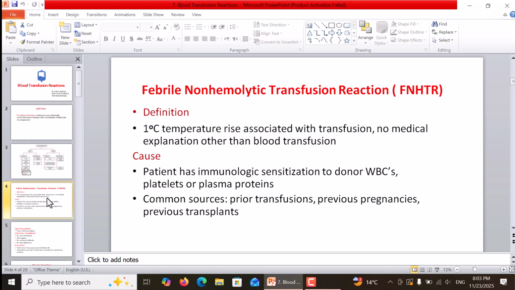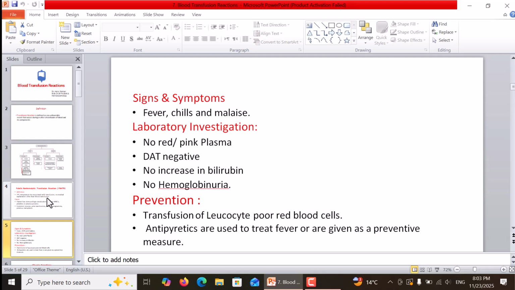And the causes include the patient has immunological sensitization to the donor's white blood cells, platelets or plasma proteins, and common sources include prior transfusion, previous pregnancies, and previous transplantation. In this reaction, the patient will present with fever, chills, and malaise. When we do investigations, the laboratory findings will be no red or pink colored plasma, direct Coombs test, which is abbreviated as DCT, is negative, no increase of bilirubin, it means no jaundice, and no hemoglobinuria.